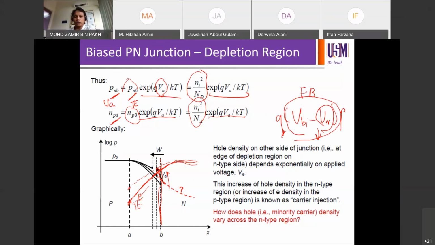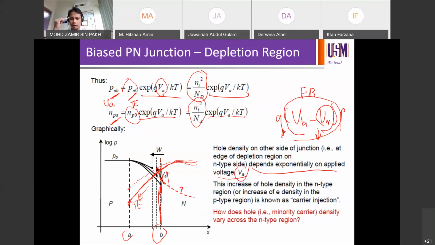Okay. So the hole density on the other side of the junction, that is at the edge of the depletion region. If you talk about the hole, then we're talking about this point, because this is the opposite region. If you're talking about electron, then you're talking about this point. It depends exponentially on the applied voltage. So the applied voltage will affect the minority carrier concentration exponentially, right? Because you have the exponential component.